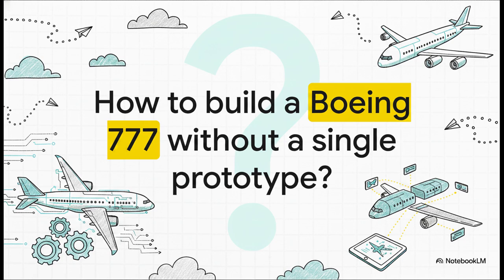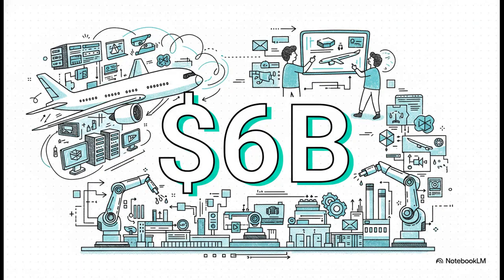But what if you didn't build a single prototype? What if you relied entirely on a totally paperless design? Well, that is literally exactly what Boeing did with the 777. The entire airplane was developed on computers, zero physical mock-ups.